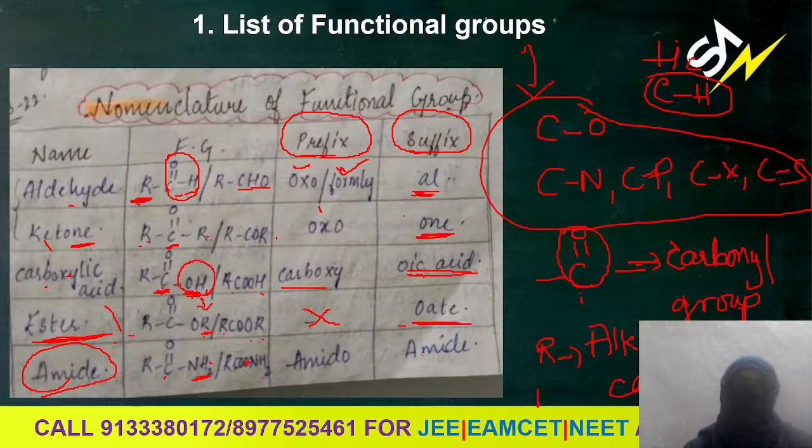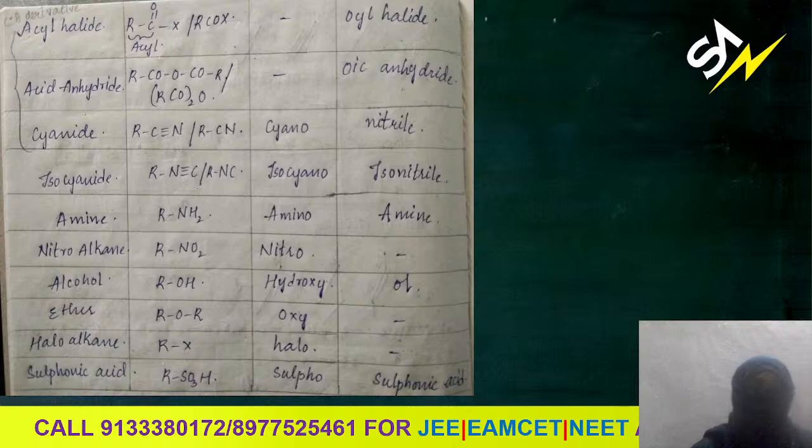So far we have finished 5. The first is aldehyde, which is having H attached to carbonyl group, ketone has R attached on both sides, carboxylic acid has OH attached on one side, ester has OR, and amide has NH2. Hope you are clear with this. 5. Moving on to the next one.